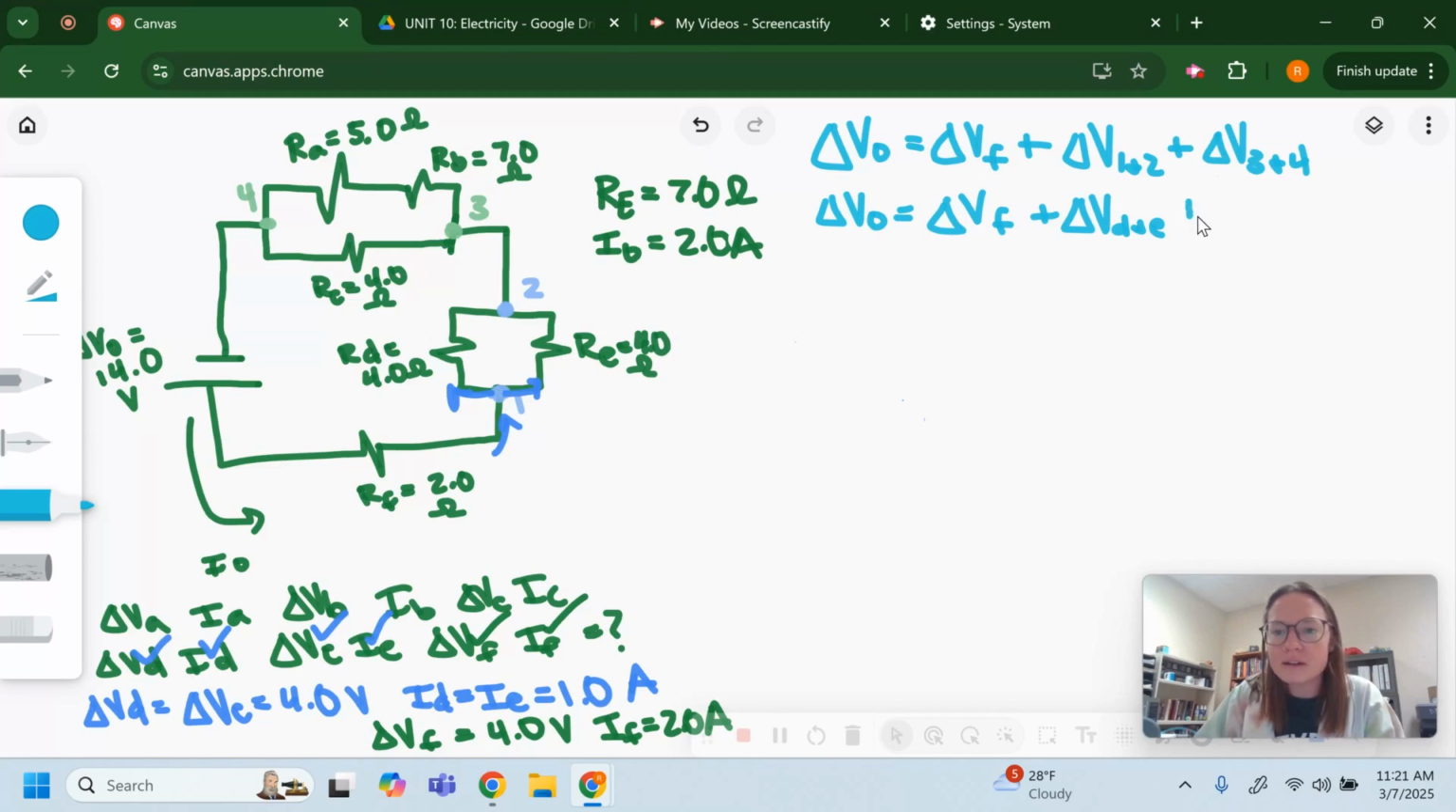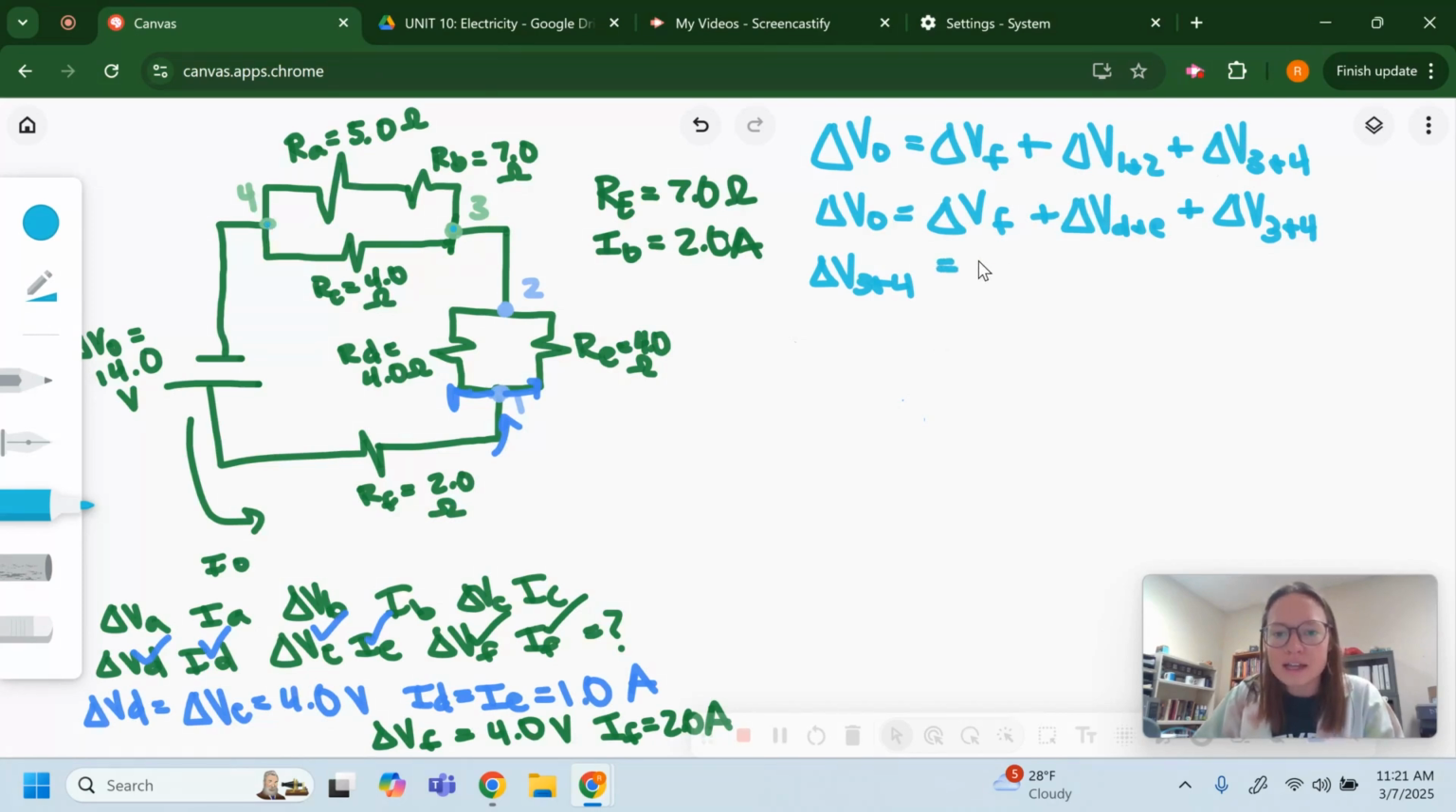Then I'm going to look at this next part, which is delta V3 and 4. That's the only thing that I don't know yet. So I'm going to find this little one right here. And the way that I'm going to do it is I'm just going to rearrange and solve. I get the delta V for 3 and 4 from between this point here and this point here.